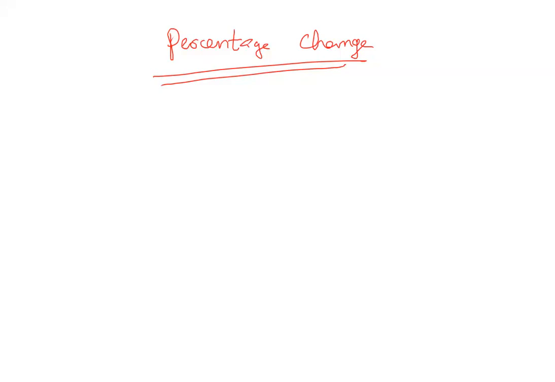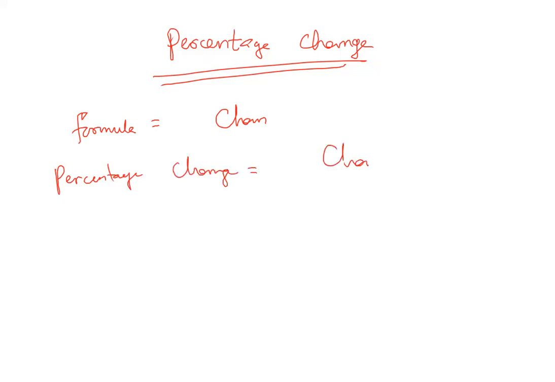So let's start with percentage change. When you say percentage change, the formula is: percentage change equals change divided by the original, times 100. When you say change, what does it mean?